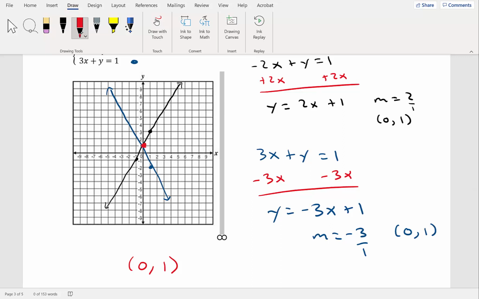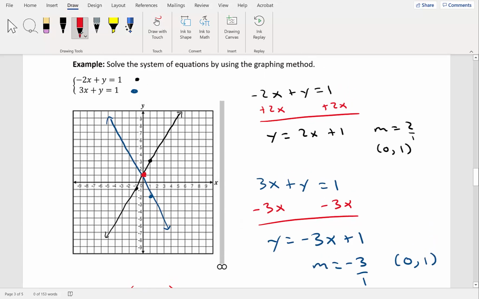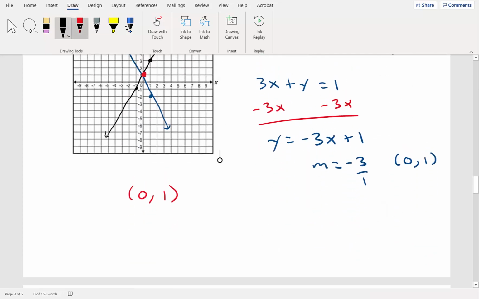But whenever you're using the graphing method, there's always room for error, especially if you don't draw a straight line. If you don't have a ruler to draw a straight line, always plug it in and see if it gives you a true statement or not. If I plug in (0, 1) into the first equation, I get negative 2 times 0, which is 0, and then plus 1 gives me 1. So it makes the first equation true. Now the second equation, 3 times 0 gives me 0, and then plus 1 gives me 1 as well. So it works for the second equation also. So it means that (0, 1) is the solution.